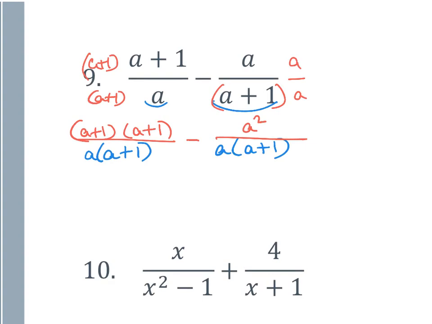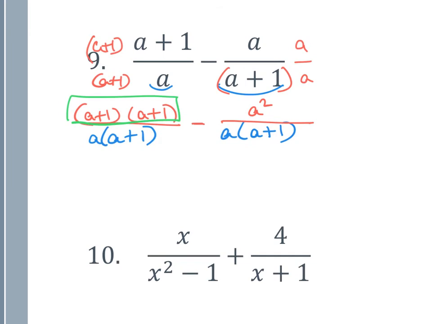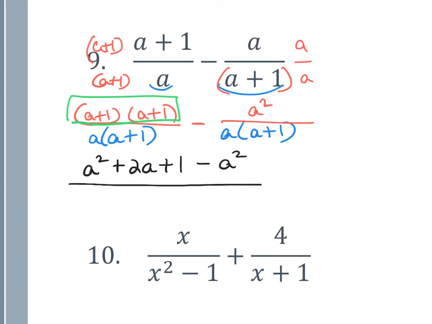Again, don't look for things to cancel until you combine like terms. So for this one, I do need to FOIL this because I need to combine it with this, subtracting this a squared. So I'm going to FOIL this. And this is going to turn into a squared plus 2a plus 1. And then I still have the minus a squared. And then it's all over the denominator, which is a times a plus 1.